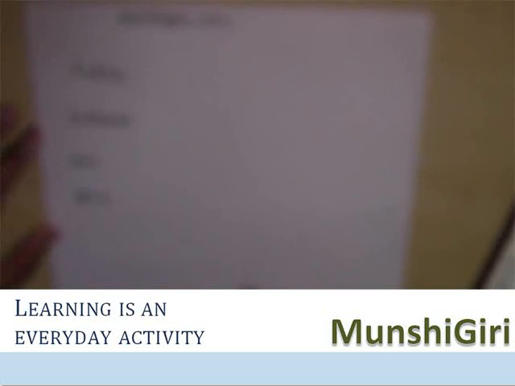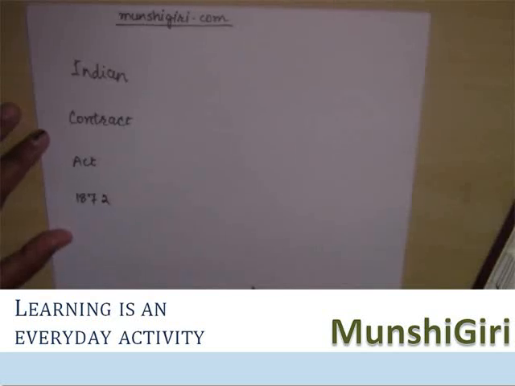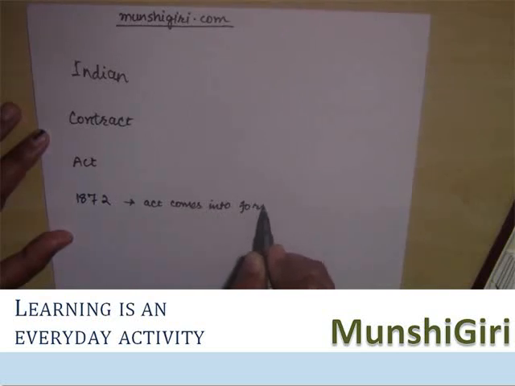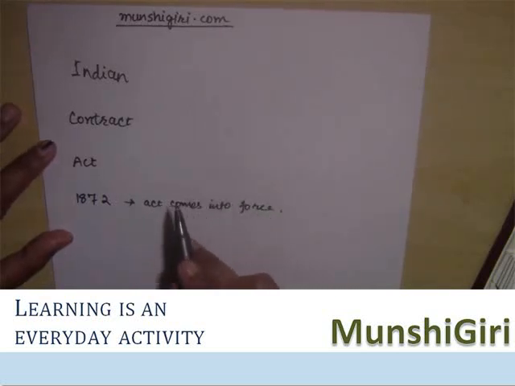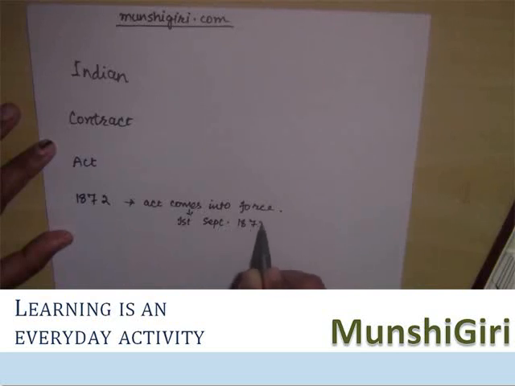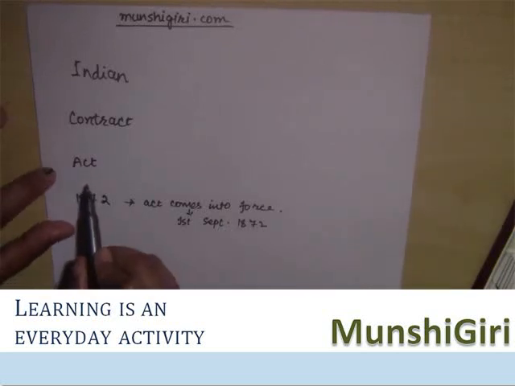Now if you look at any act, it has a year like 1872 in our case. What does it mean? This is the year in which an act comes into force. So we can make out that the Indian Contract Act came into force on 1st September 1872.